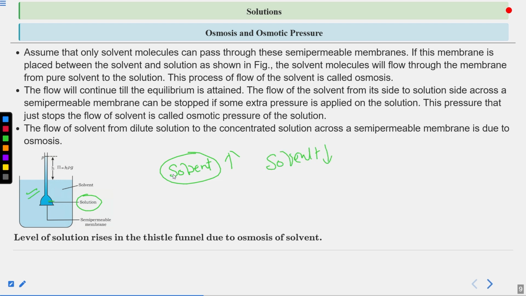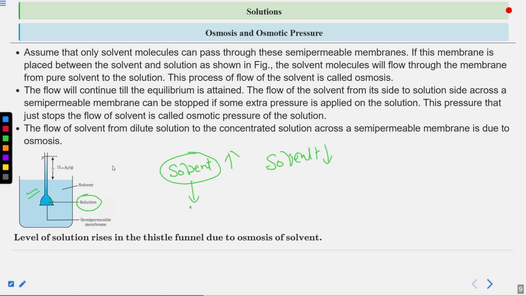Now why is it happening? Why am I saying this? Because inside the thistle funnel, we have solute as well as solvent. Outside, the solvent concentration can be taken as infinite, because it is the thing that is present. But inside the thistle funnel, we have solute and solvent both. With respect to the solute concentration, we are moving from lower to higher. But with respect to the solvent, the solvent is moving from a higher concentration to a lower concentration. You get my point?